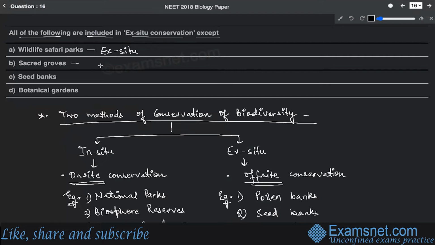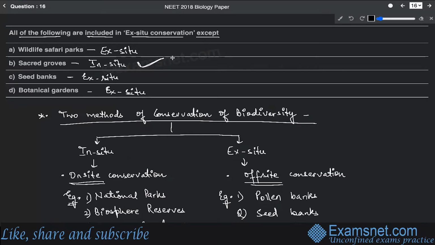Sacred groves is an example of in situ conservation. So this is in situ. Then seed bank, again, ex situ. This is an example of ex situ that we have seen. And botanical garden, again, this is an example of ex situ conservation that we have seen. So the correct answer is considered to be option B over here.